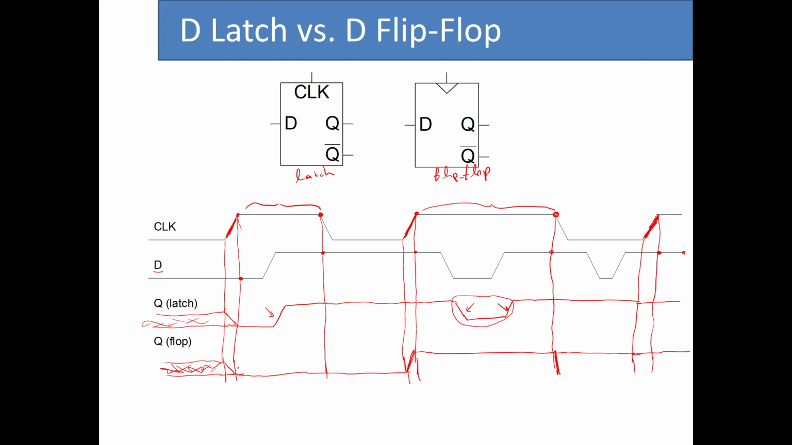But on the other hand, for the D flip-flop, we only have one transition for the value of the output. That's because between the first rising edge of the clock and the second rising edge of the clock, we only have one change in D. In the first rising edge, D was 0, and in the second one, D was 1. And that is the only thing that will be reflected in the output of the D flip-flop.